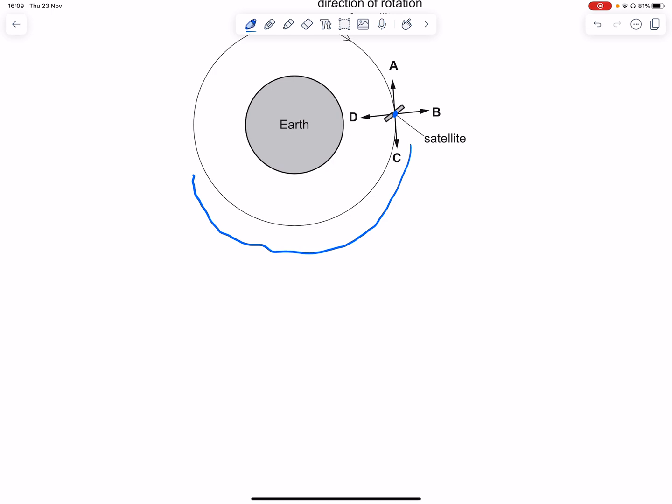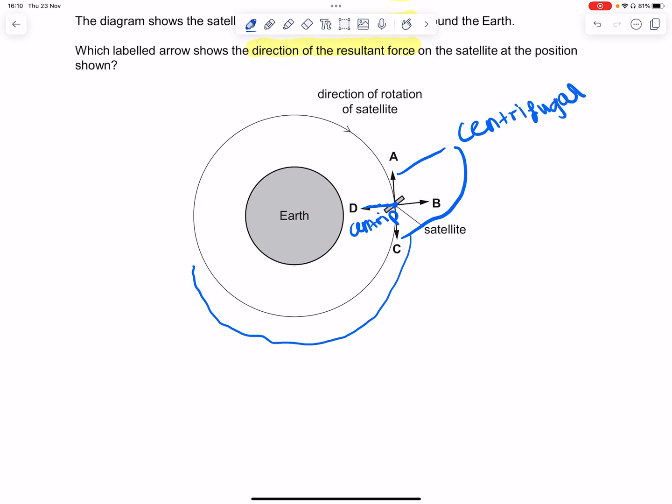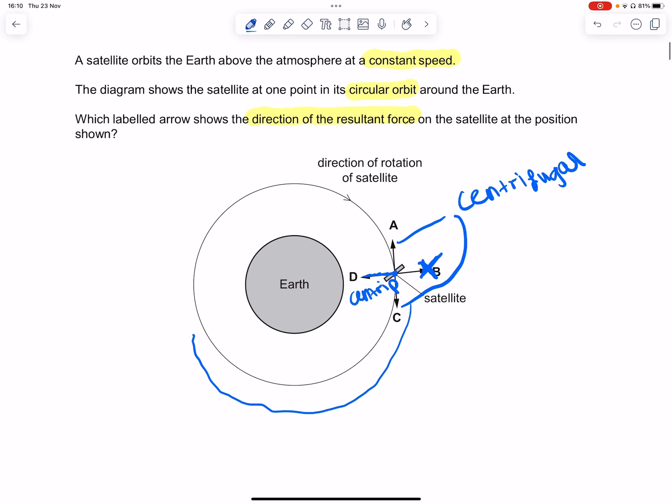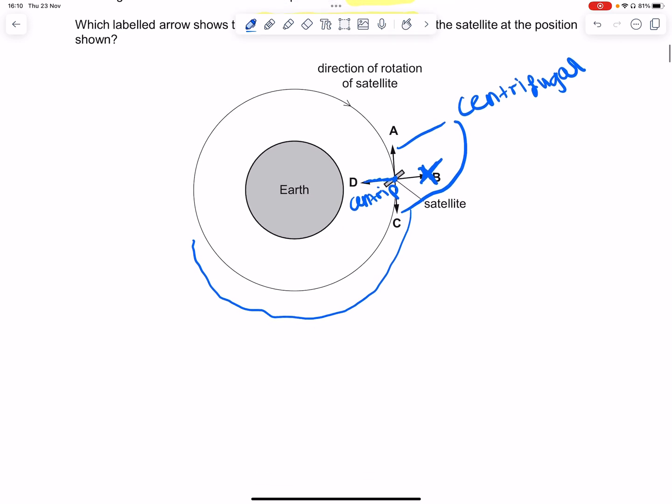First thing we should be able to recognize is that D is the centripetal force that acts on the satellite, and A and C are the centrifugal forces that act on the satellite. So naturally, what we can do is remove option D, as it indicates that the satellite is moving out of its orbit, which is not what the question says. Essentially, this option contradicts what the question has to say. So we're left with options A, B, and C.